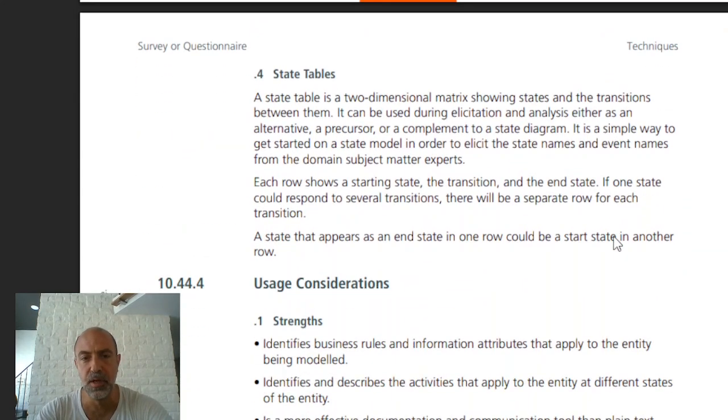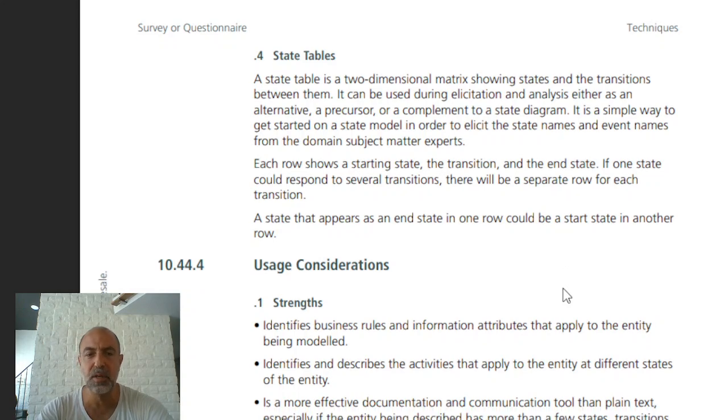Transitional diagram. State tables. A state table is a two-dimensional matrix showing states and the transitions between them. It can be used during elicitation or analysis, either as an alternative, a precursor or a complement to a state diagram. It is a simple way to get started on a state model in order to elicit the state names and event names from the domain subject matter experts.